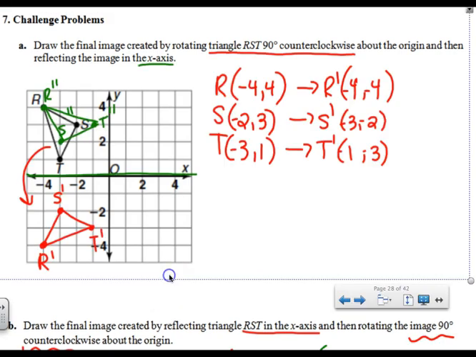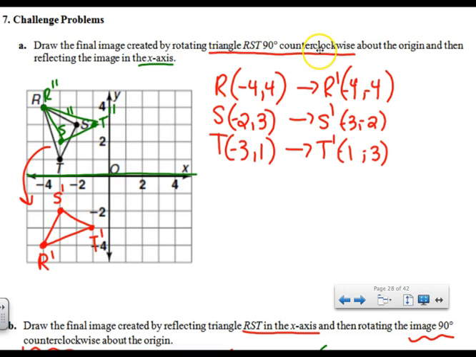For challenge part A, first off I did the 90 counterclockwise. So I wrote down the ordered pairs of R, S, T. Counterclockwise would bring it down here. I flipped my ordered pairs and then I made them all negative because this section's negative, negative. So here's my R prime, S prime, T prime.